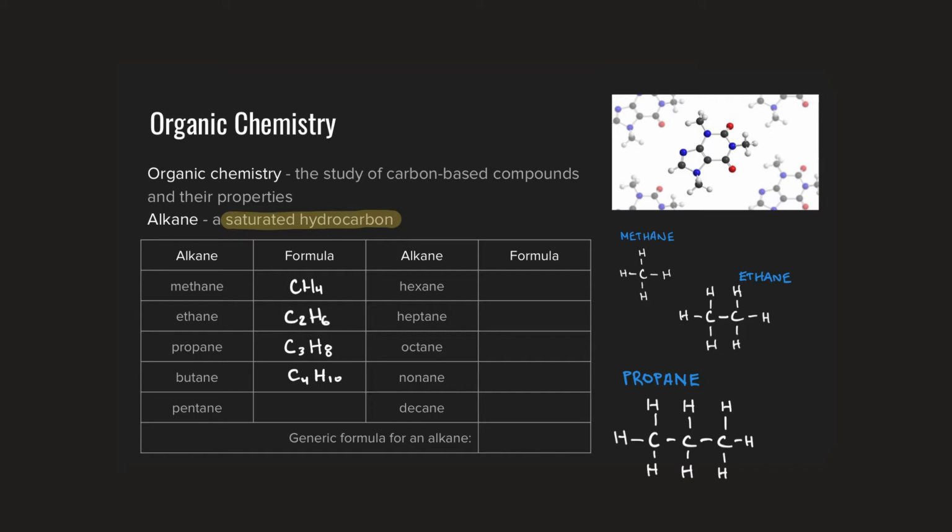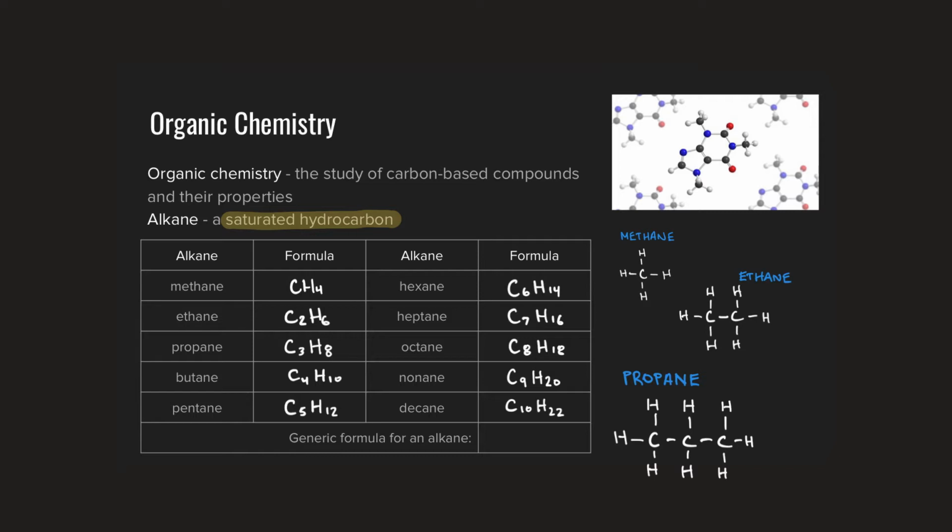Pentane, pent, a prefix which means 5. That is a 5-carbon chain, so C5H12 for pentane. Hexane, like a hexagon, 6 carbons in the chain, so C6H14. Heptane is C7H16. Octane, the primary component of your gasoline, is C8H18. And then nonane is C9H20. And decane is C10H22. So those are the first 10 alkanes for our saturated hydrocarbons.